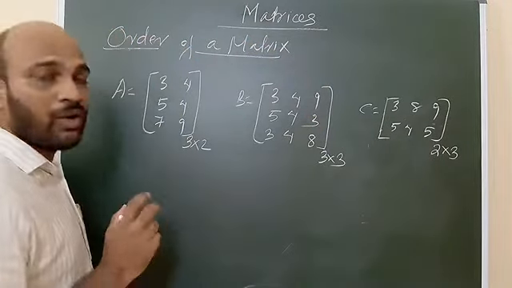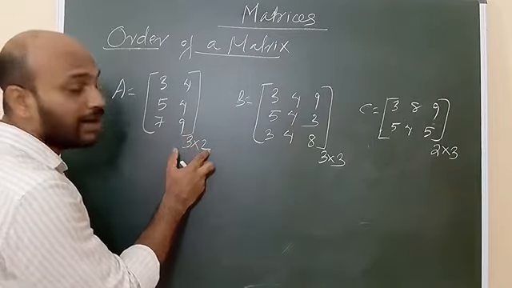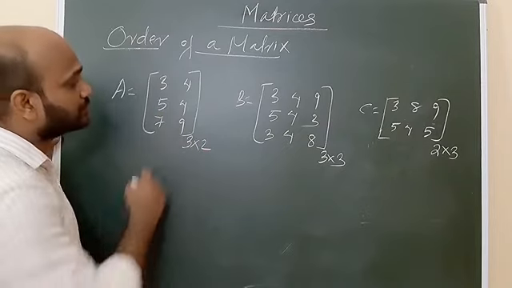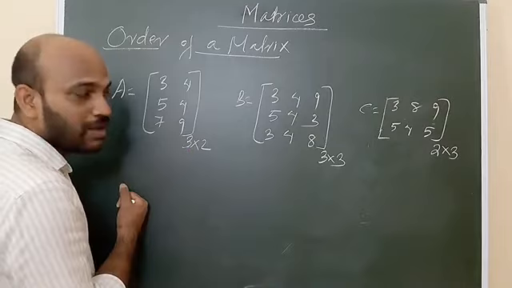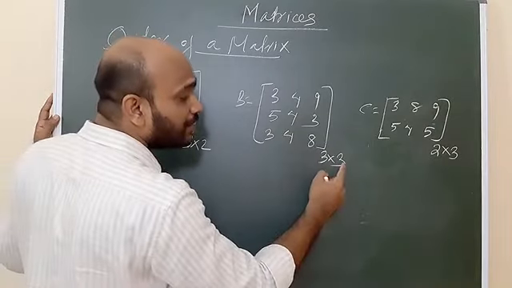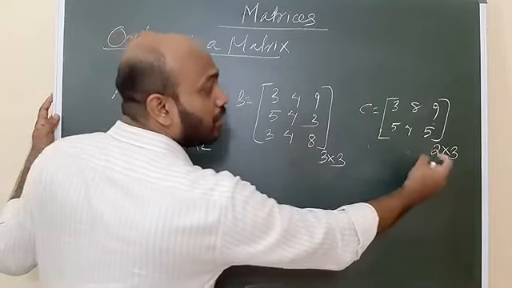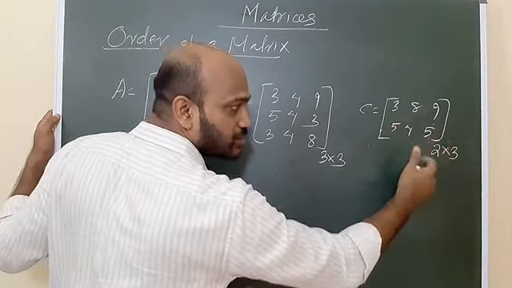Okay. Now consider matrix A once again. So order is 3 by 2. How many elements are there in this matrix? There are 6 elements. That is 3 into 2. Order of matrix is 3 by 3. How many elements? 9 elements. 3 into 3. So order of matrix is 2 by 3. How many elements? 6 elements. That is 2 into 3.